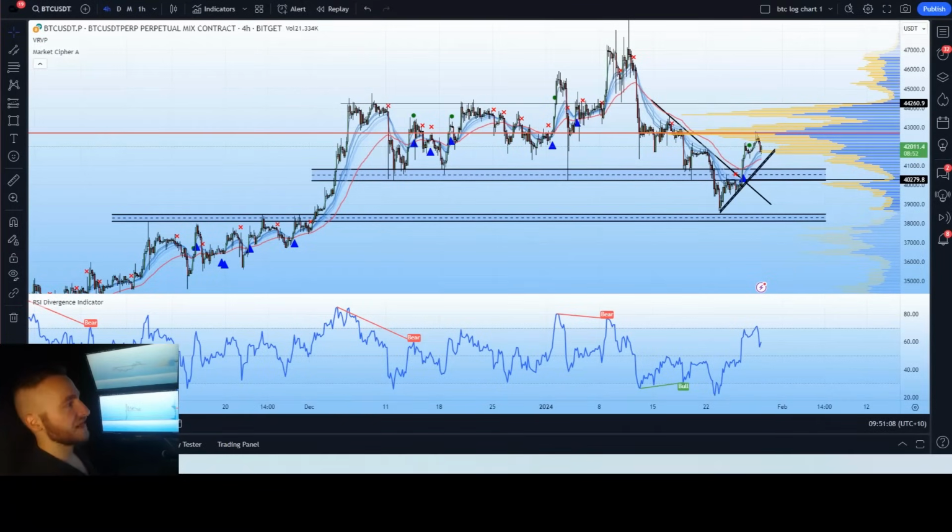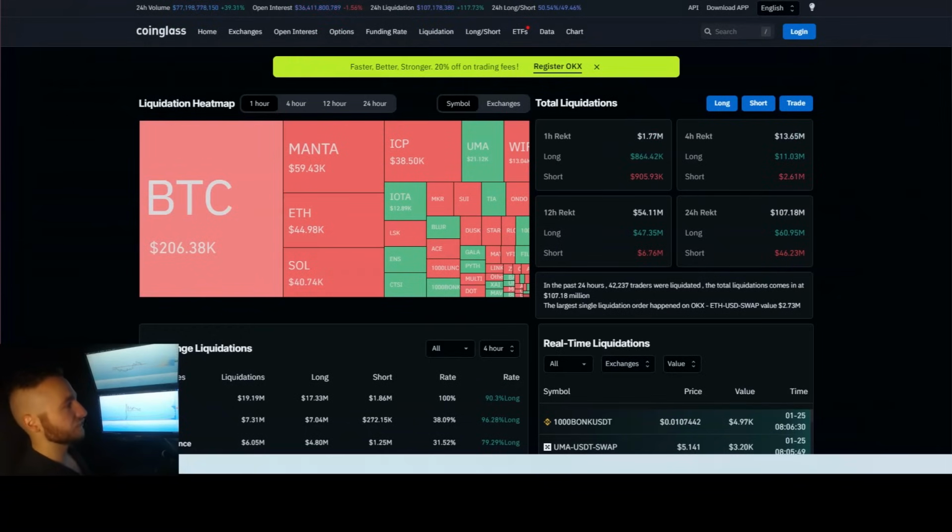So starting on that market data, taking a look, 24-hour volume is jumping back upwards to 77 billion. Of course, exiting the weekend, we do get a surge of volume, so 39.31% up in terms of 24-hour volume. With the increase in volume, we see an increase in liquidity, and thus liquidations, 117% up in terms of 24-hour change. This is sitting at 107 million in total. Of the 107 million, there are 60 million long liquidations and 46 million short liquidations.